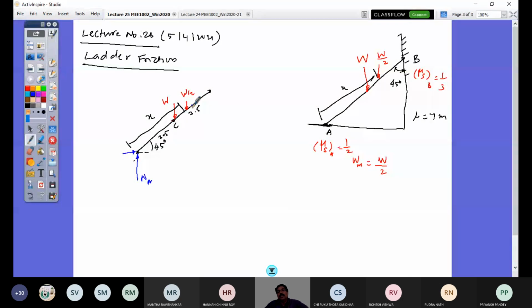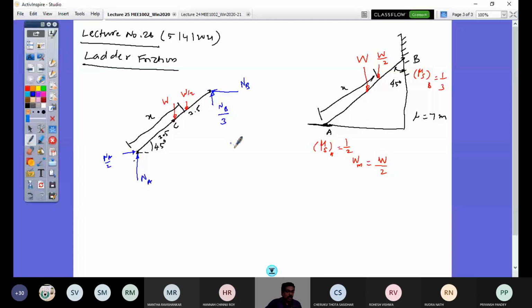So when I say just about to slip is the question, then I should take here the maximum friction force that can be developed at both the contacts. So this should be how much it is? NA by 2, because mu s is 1 by 2. And here I will have N3 or NB. And it's going to go and this is going to come. So friction force in this direction. And that value is NB by 3.